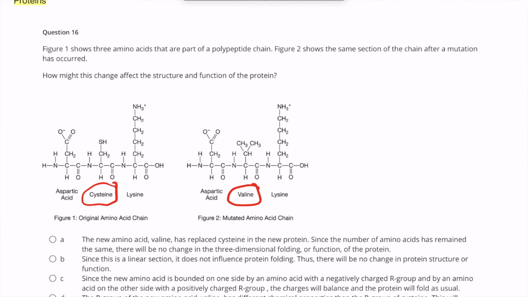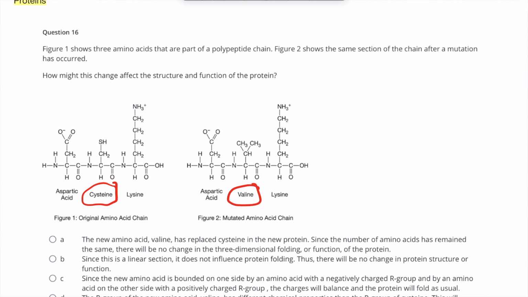Now, how might this change affect the structure and function of the protein? That is the question. So they gave the answer choices, and we're going to go through them to see which one is going to be correct. Since cysteine and valine is a pretty big change here, you're going from one amino acid to another one, there's probably something going to happen with protein function. Let's see which one makes sense though. The new amino acid, valine, has replaced cysteine, okay, which is true. We see that in the mutation in the new protein.